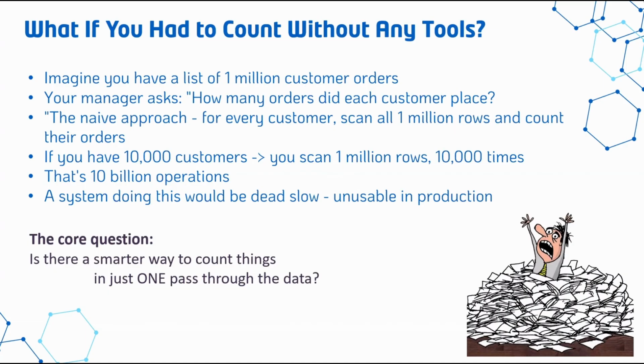If you go through the numbers here, I'm a fan of talking about millions of rows, because in the industry we are not talking about hundreds or thousands, we're talking millions. The naive approach is for every customer, you scan 1 million rows and count their orders. If you have 10,000 customers, each scanning 1 million rows, that's 10 billion operations. Forget the part where you are doing this manually. Even with a system, it will be dead slow, unsustainable and unusable in production. And this is the biggest complaint in the industry.